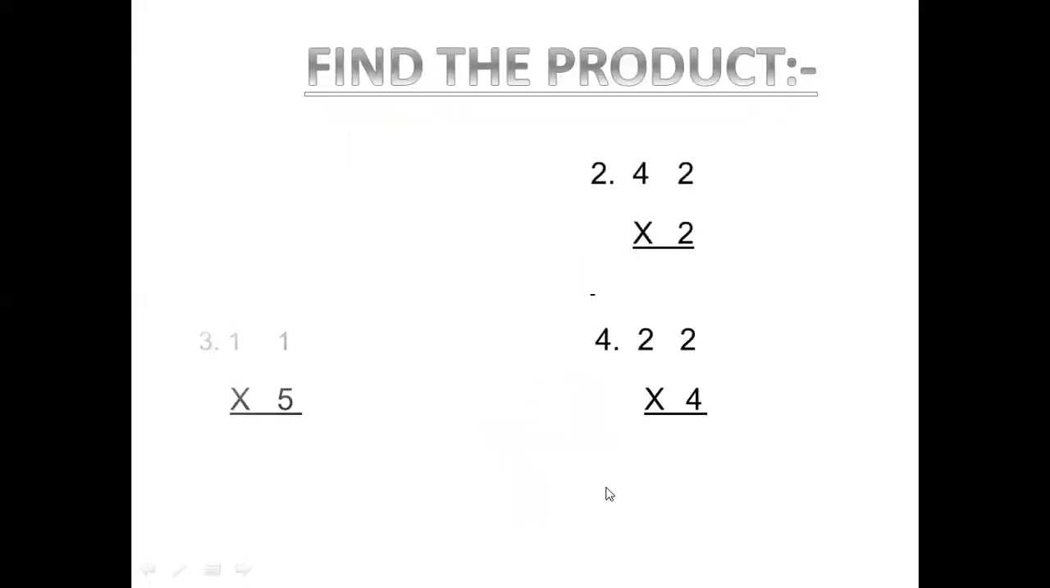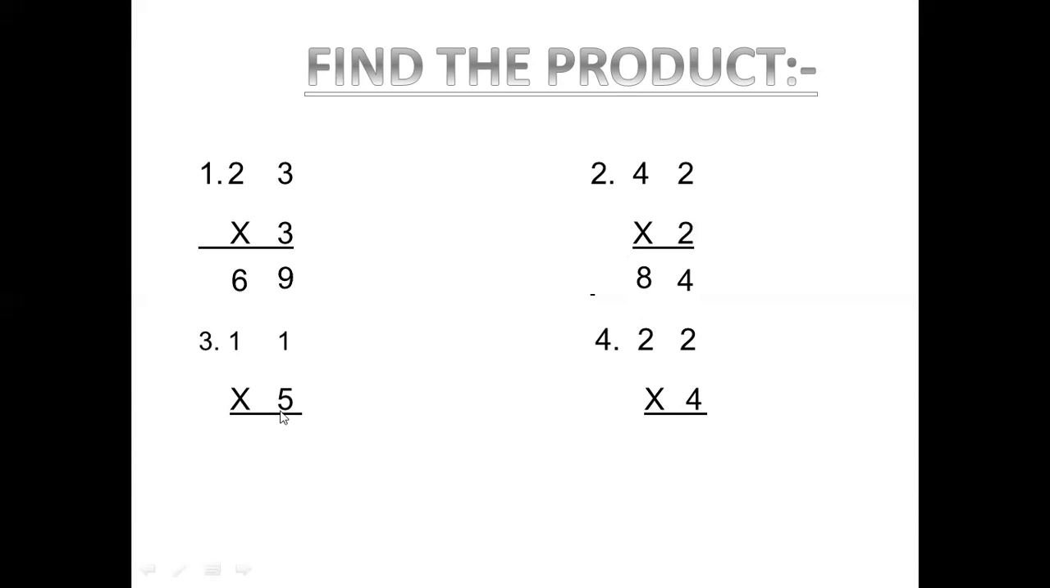Find the product. See the first one, 23 into 3. So 3 times 3 is 9 and 3 times 2 will be 6. So the product is 69. Come to the second question, 42 into 2. So 2 times 2 is equal to 4 and 2 times 4 is equal to 8. And the answer is 84. The product is 84.